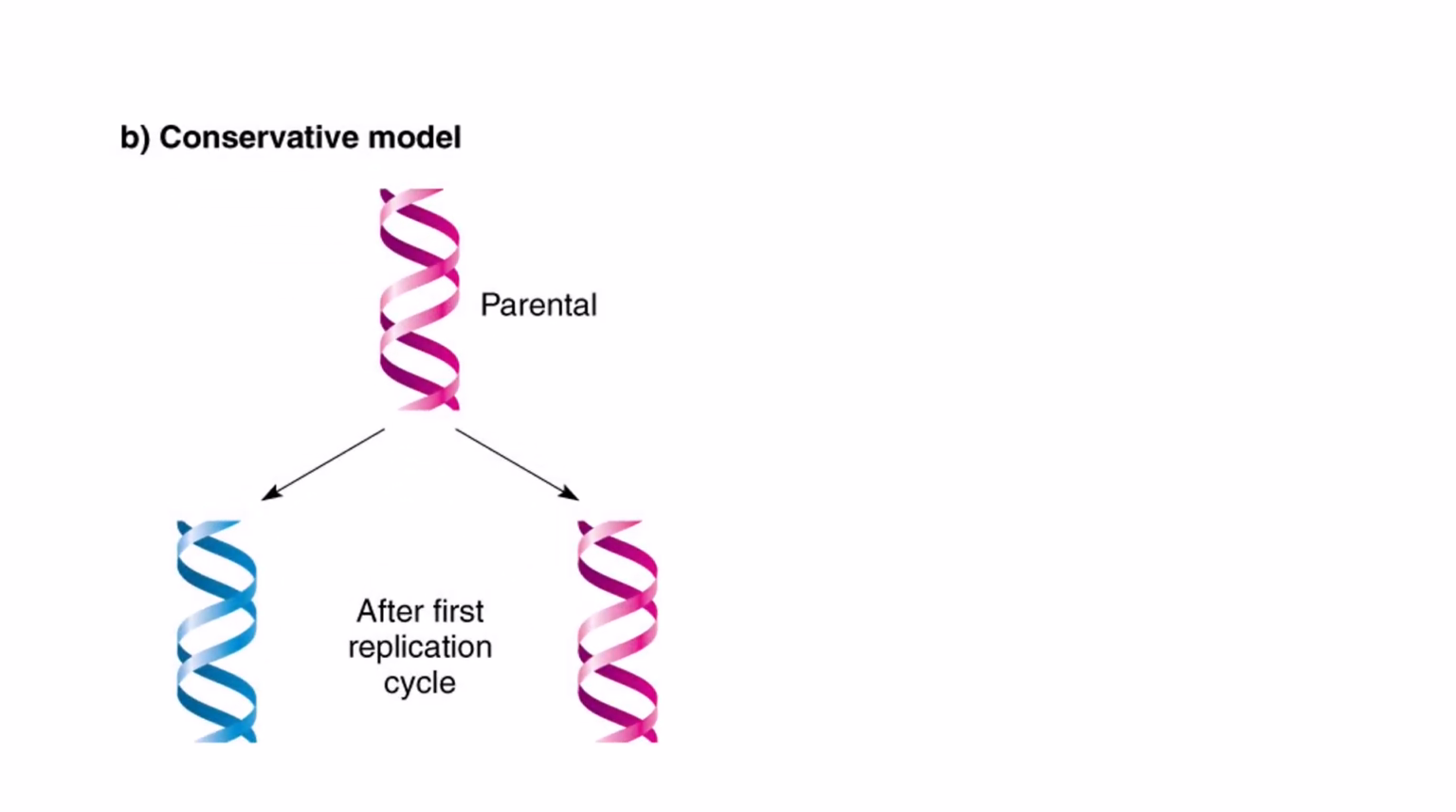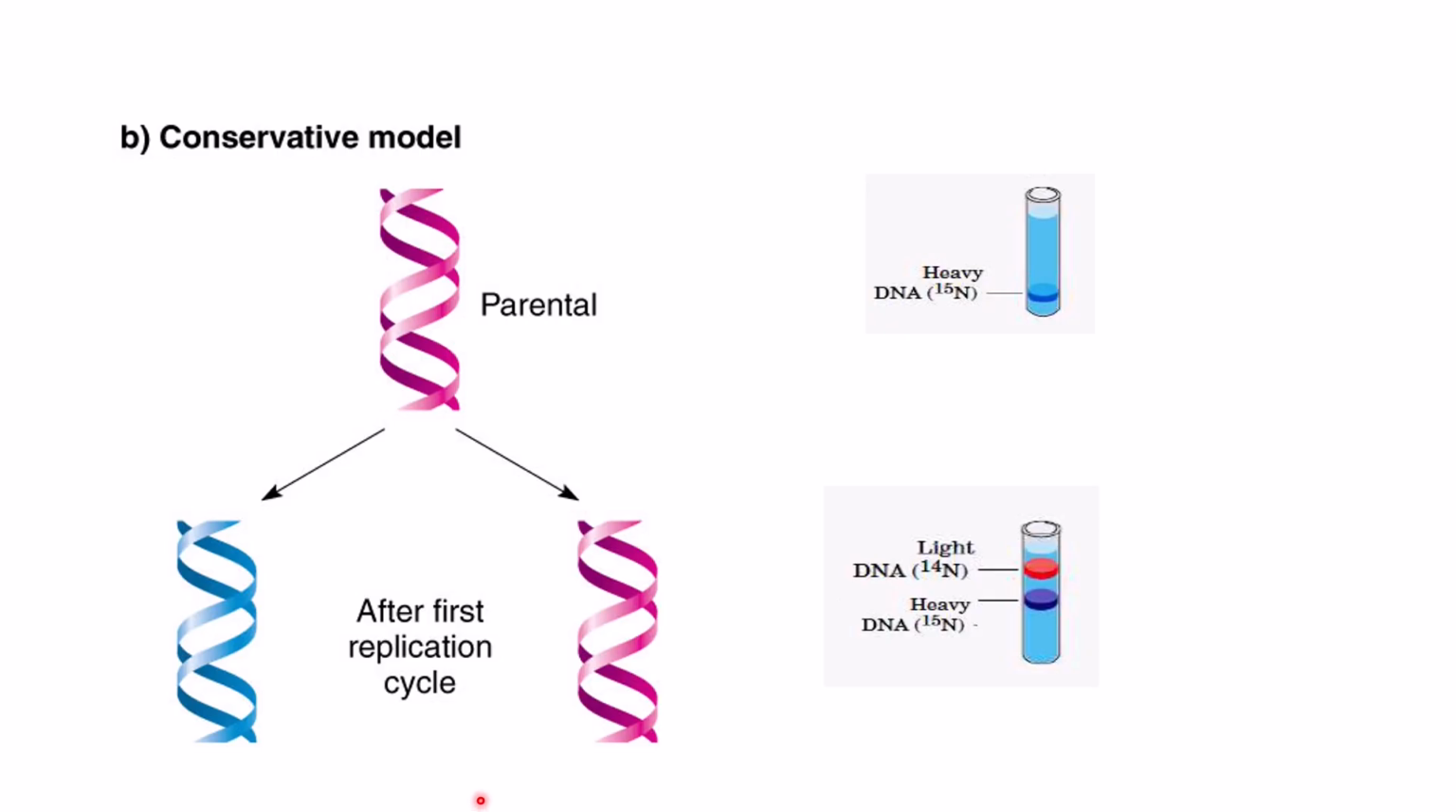So we have seen the three models and their predicted results. As per that, the conservative model, we have already seen that after the first round of replication should be giving us two distinct bands, one coinciding with the heavy DNA and the other coinciding with the light DNA. But every time the experiment was carried out by Meselson and Stahl, it was found that after the first cycle of replication, it led to the formation of only one single band with a hybrid density. This completely ruled out the conservative model.